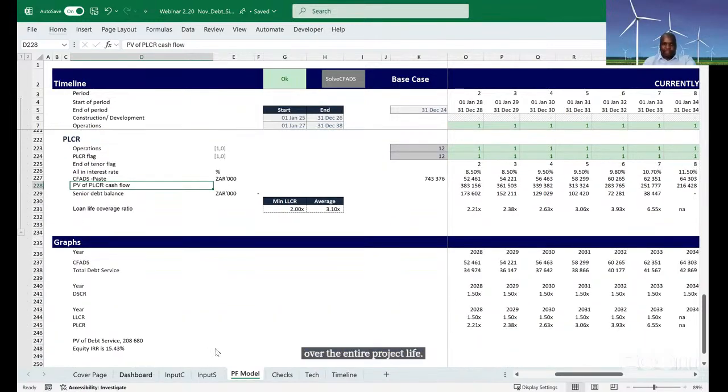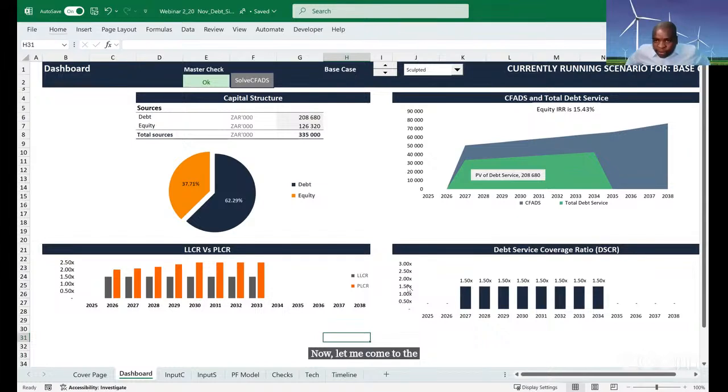Now let me come to the dashboard to see how these are tied together.